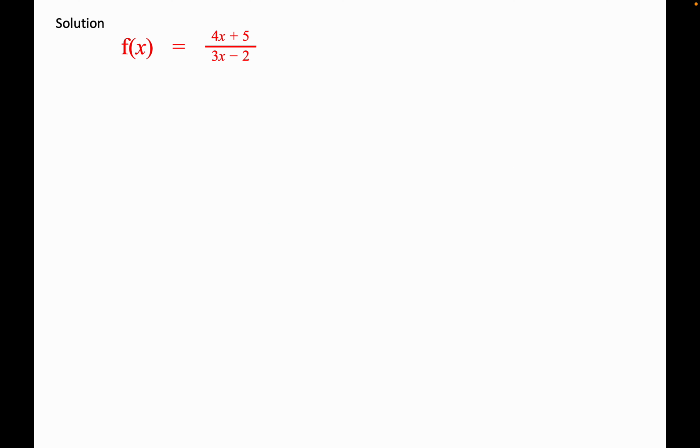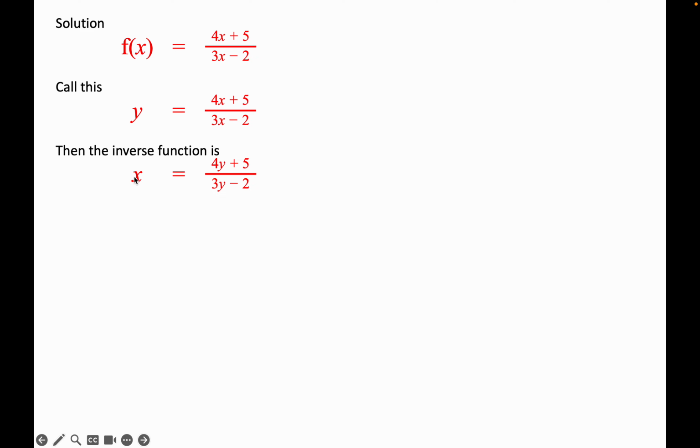So here we go, here's the function. F of x equals 4x plus 5 over 3x minus 2. I'm just going to change the notation and call that y. So y equals 4x plus 5 over 3x minus 2. Then I'm going to interchange the x's and the y's. So just swapped x's for y's and y's for x's. And that is the inverse function.